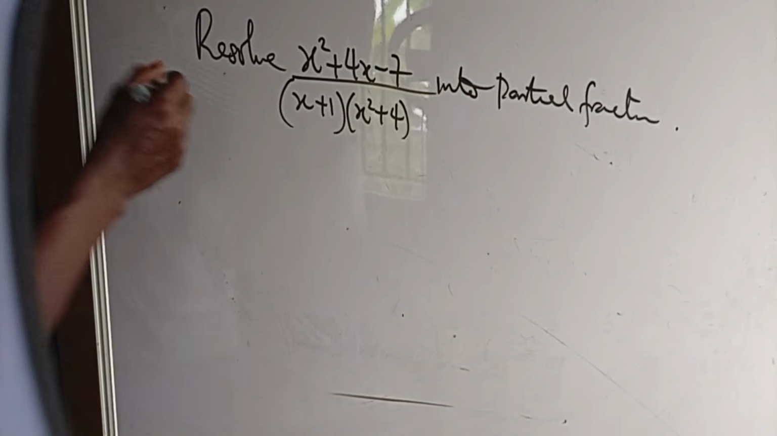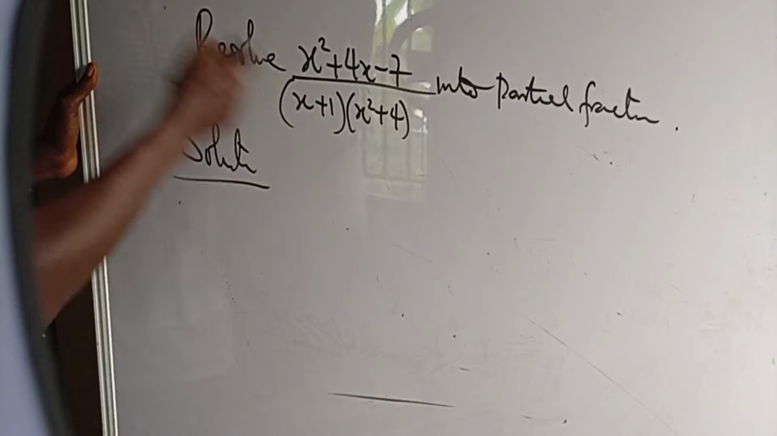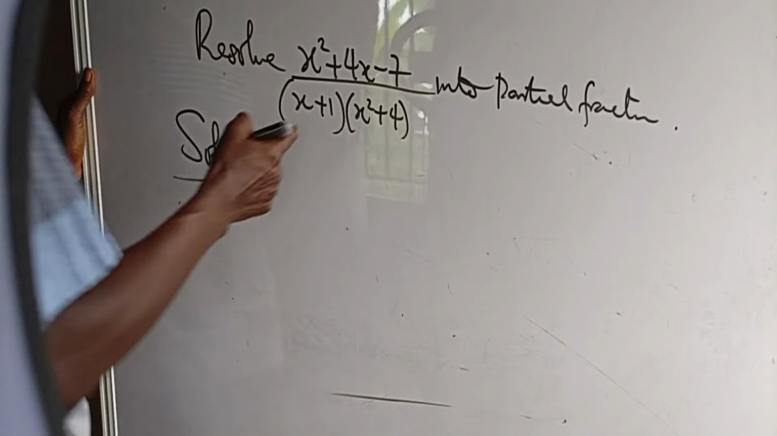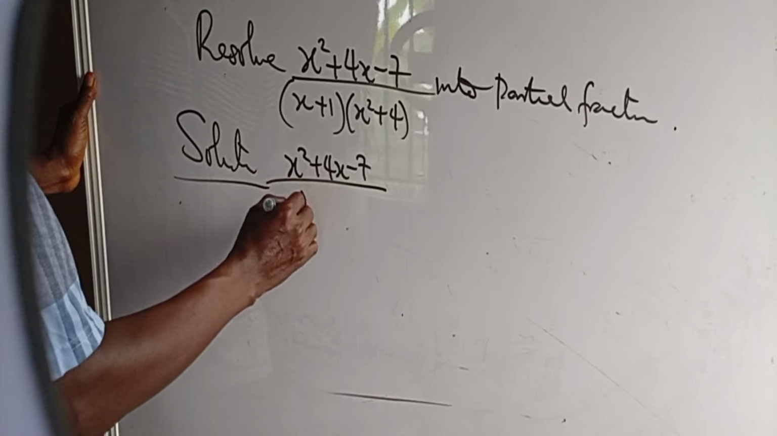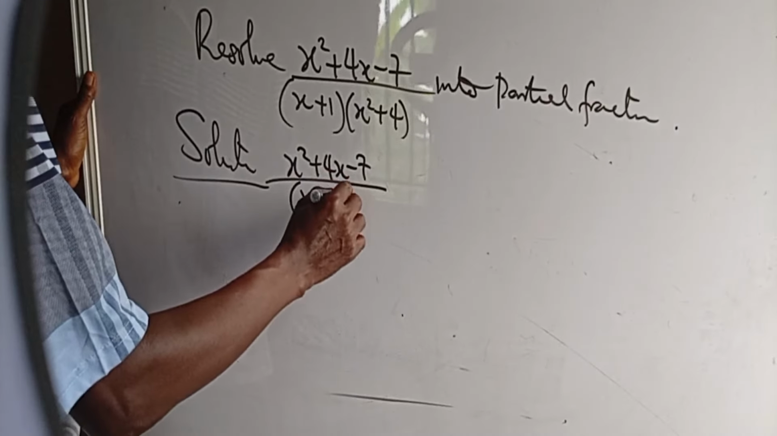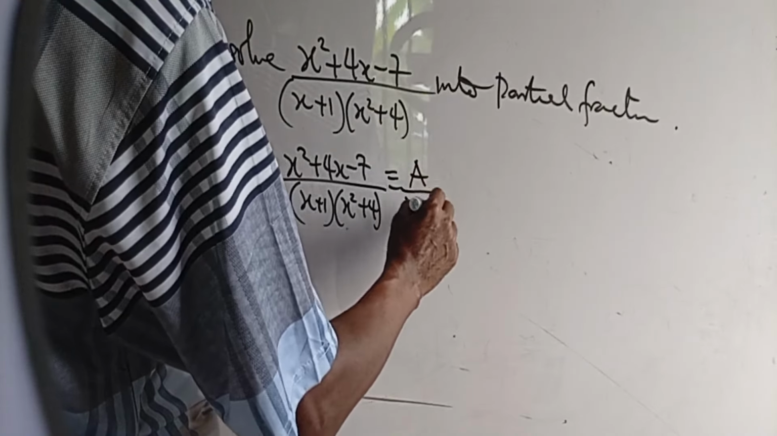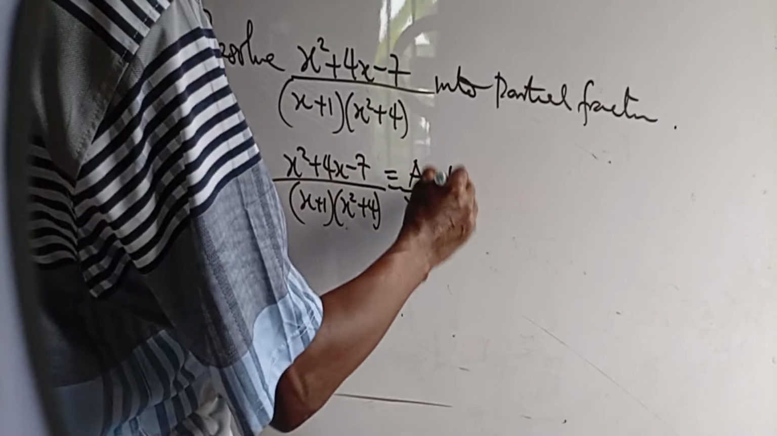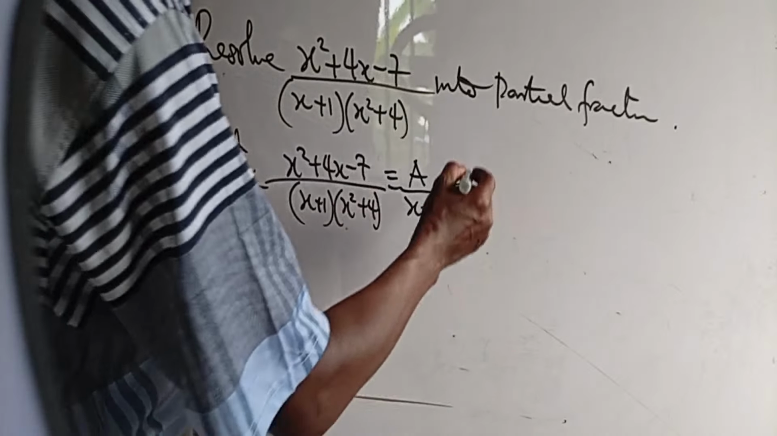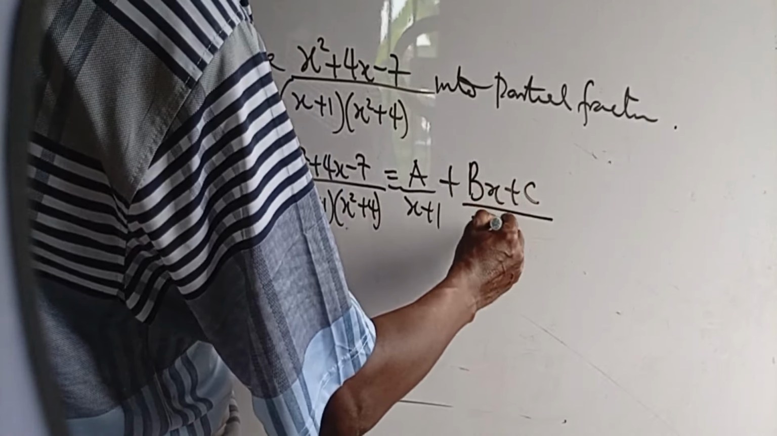So let's solve this. Solution. Remember, the first factor in the denominator is linear. So we have x squared plus 4x minus 7 all over x plus 1 into bracket x squared plus 4, which will correspond to a all over x plus 1, because the first factor is linear. So we take a constant. Plus, we can't take a again, so it will now be bx plus c all over x squared plus 4.